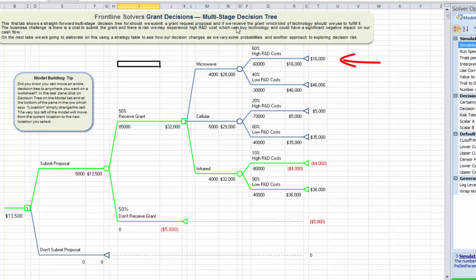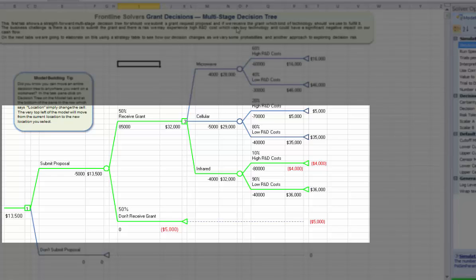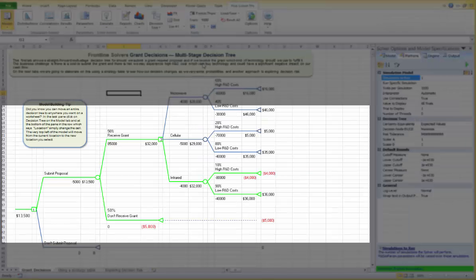According to the best strategy, he should submit a proposal because the expected value of his decision is $13,500 and the expected value of not submitting a proposal is zero. This also indicates that if he received the grant, he should pursue the infrared communication technology because the expected value of this decision, $32,000, is larger than the expected values for the other technologies. Therefore, the optimal strategy is to submit the proposal and use the infrared technology.